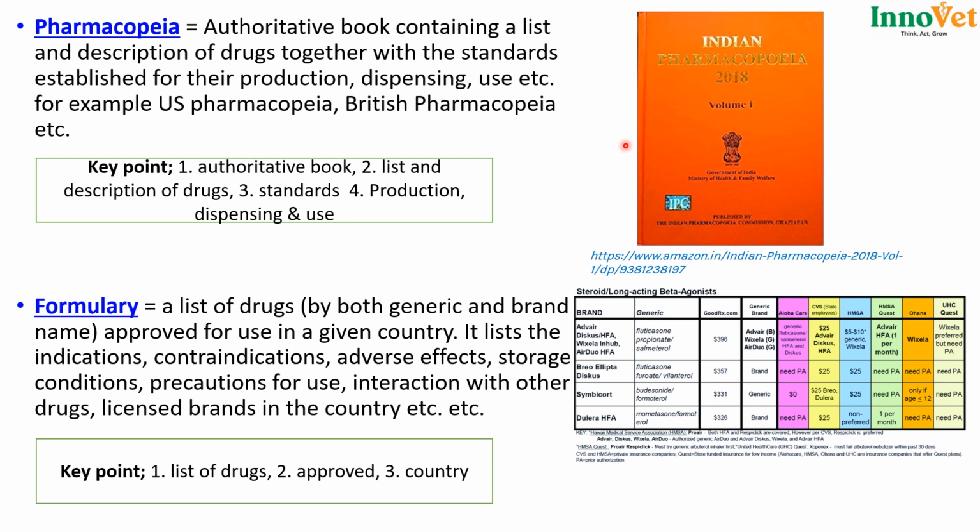So that's a pharmacopoeia. Now, a formulary, if you look at this, is the list where you're looking at the generic and the brand names. So it is basically a list of drugs, both generic and brand names, approved for use in a given country. This list is going to be produced, and it's what the drugs are actually allowed to be used within that country. So it also contains the contraindications, adverse effects, storage conditions, and things of that sort.